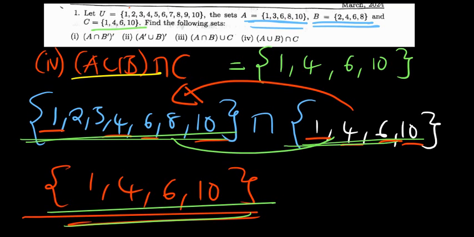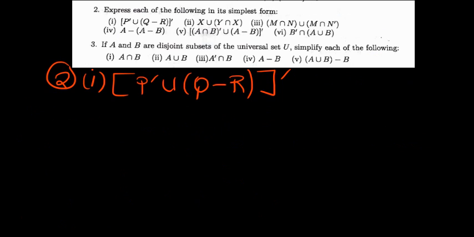Have you gotten that? Yes, I have. Thank you. Okay, so now are we ready for question 2 and 3, where we are supposed to simplify? Let me ask you a few things to verify if you're ready. A minus B is the same as what? A minus B is the same as A intersection B complement.